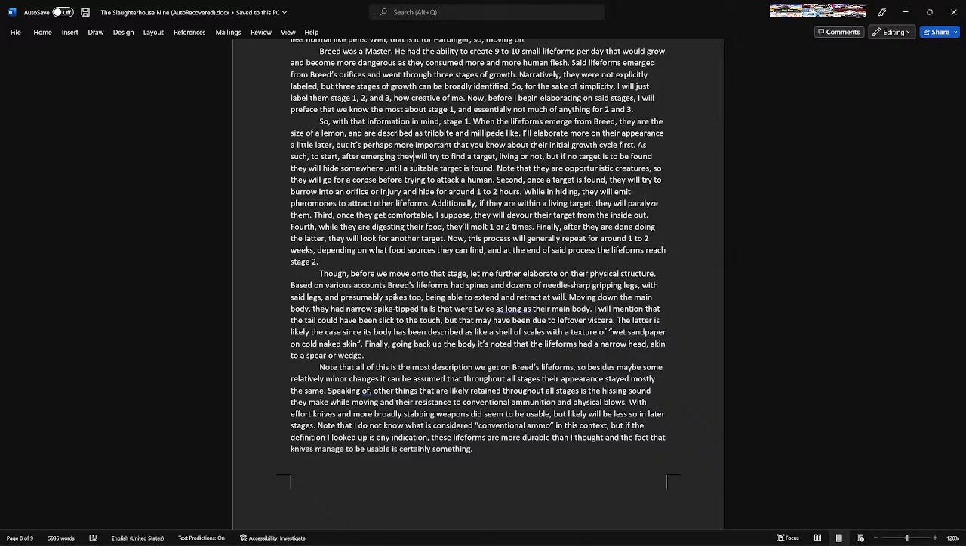As such, to start, after emerging, they will try to find a feeding target, living or not. But if no target is found, they will hide somewhere until a suitable target is found.